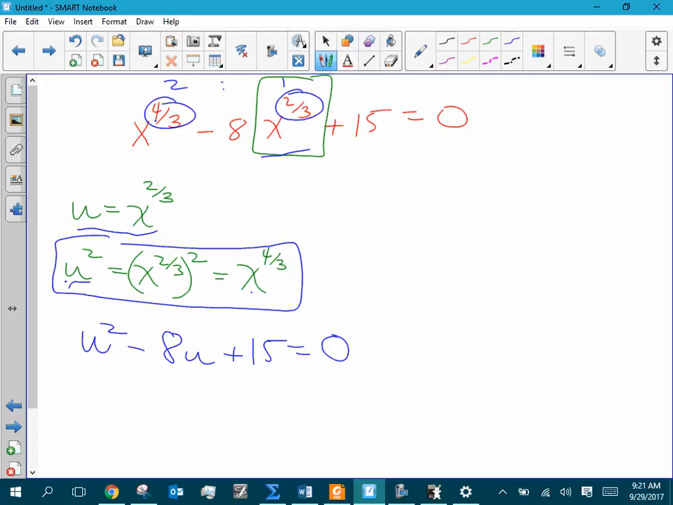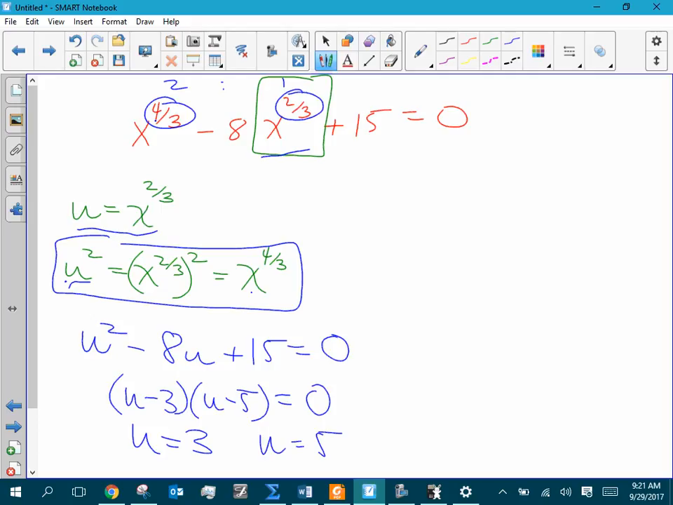Once we're here, not too bad to factor, right? U minus 3, U minus 5. You guys agree with that? Okay. So U is 3, U is 5. U equals 3, U equals 5.